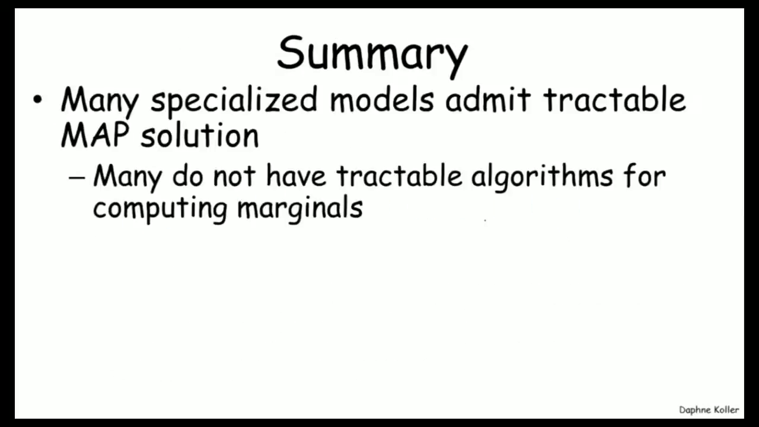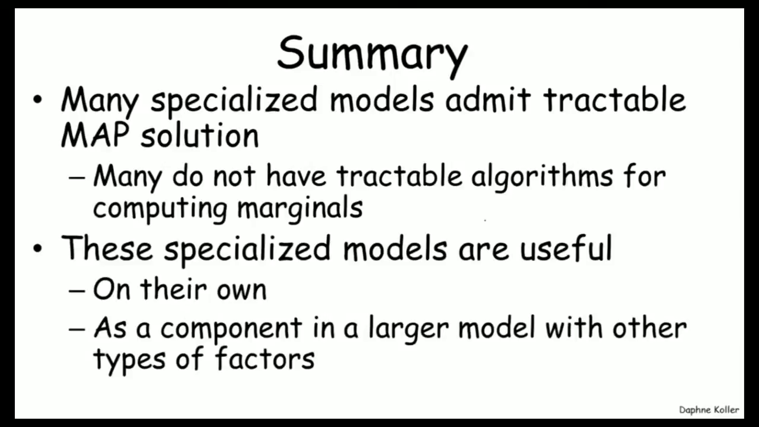So to summarize, there are many specialized models that admit a MAP solution using tractable algorithms, and a surprising number of those do not actually have tractable algorithms for computing marginals. These specialized models are useful in many cases on their own, like the matching problem that I showed, but also, as we'll see, as a component in a larger model with other types of factors. And the fact that this submodel has a tractable solution will turn out to be very useful as well.